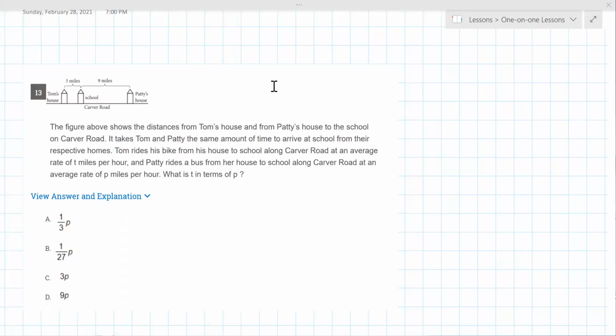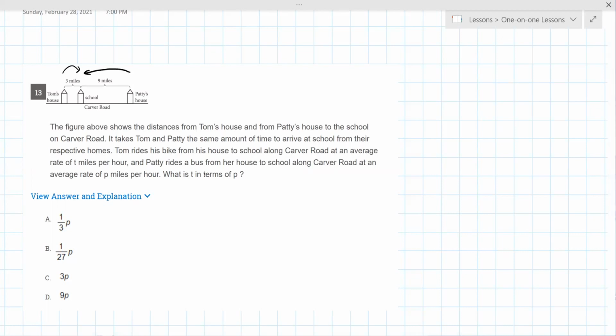Above shows the distances from Tom's house and from Patty's house to the school on Carver Road. Okay, so Patty's going that way and Tom's going that way. Tom rides his bike from his house to school along Carver Road at an average rate of T miles per hour. Patty rides a bus from her house to school along Carver Road at an average rate of P miles per hour. What is T in terms of P?